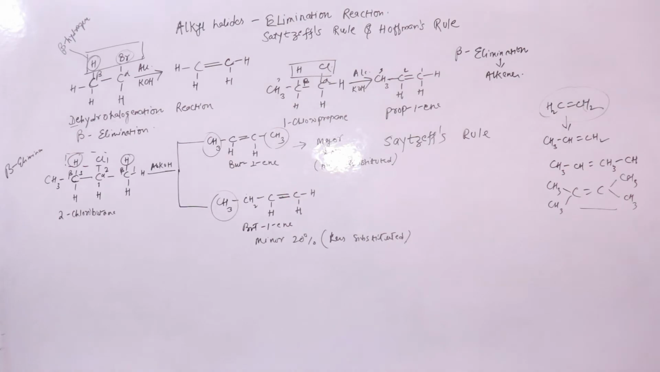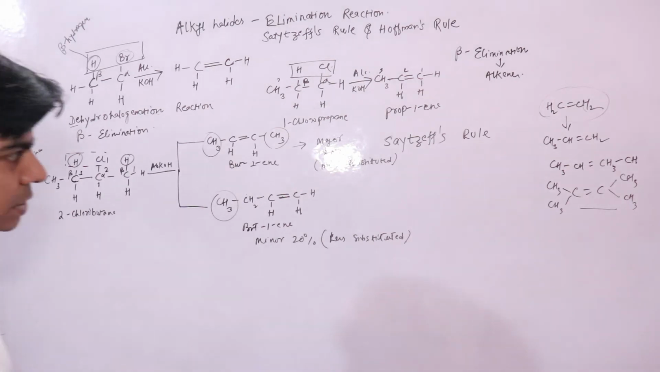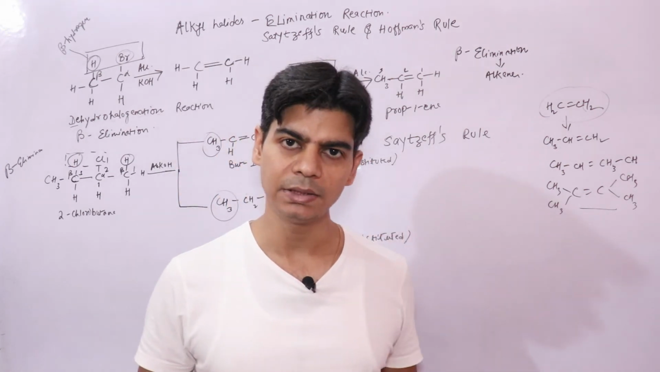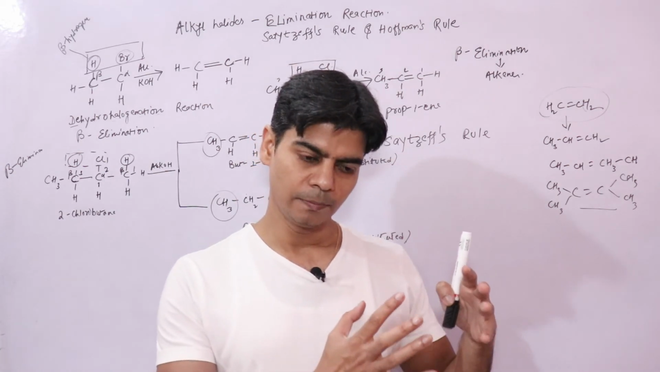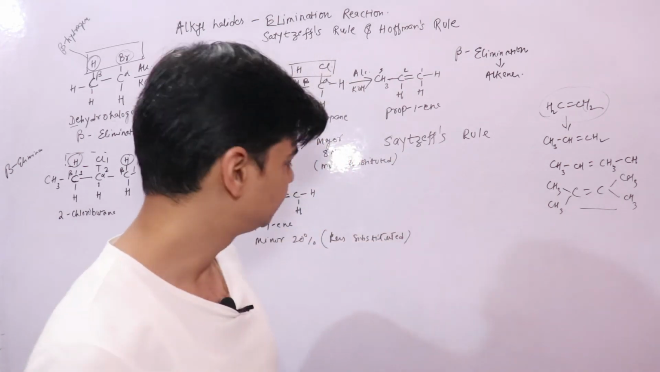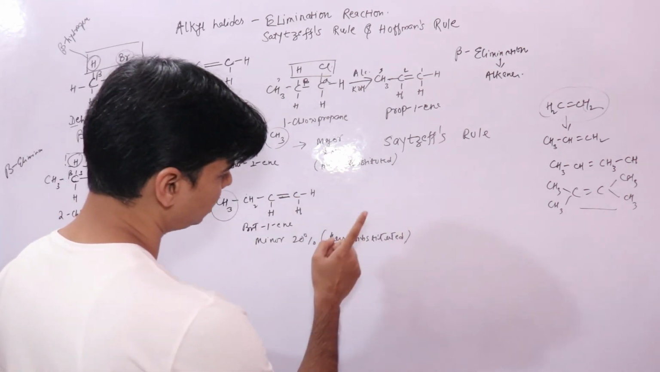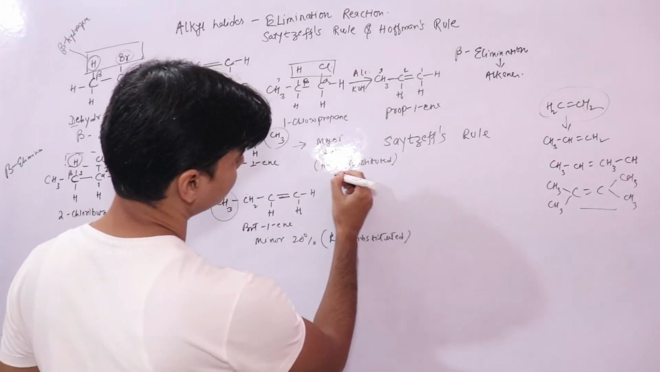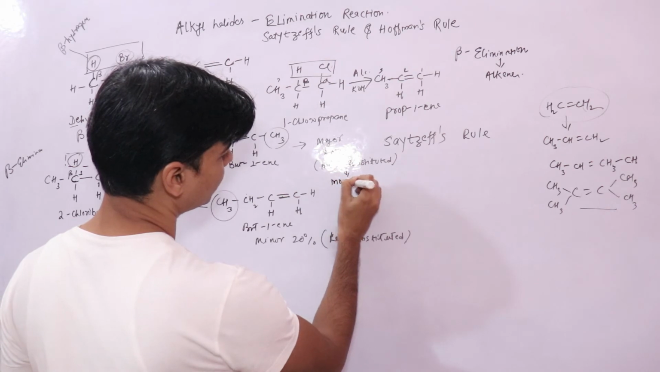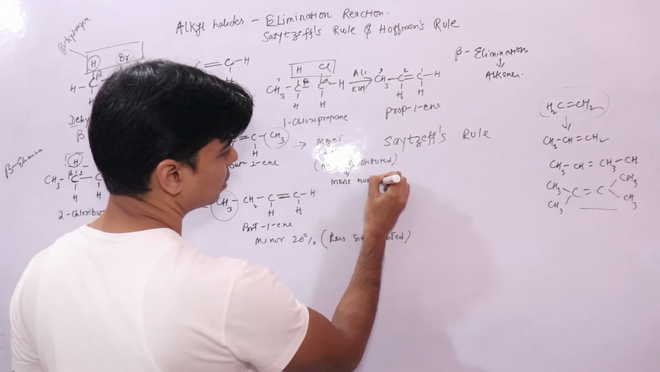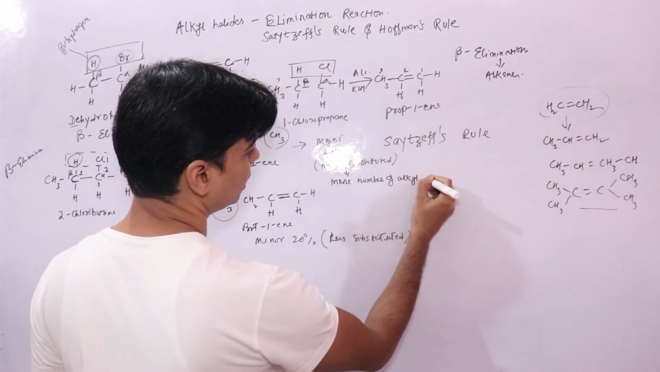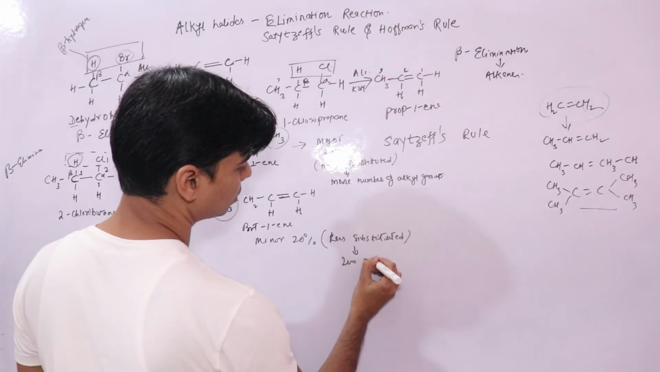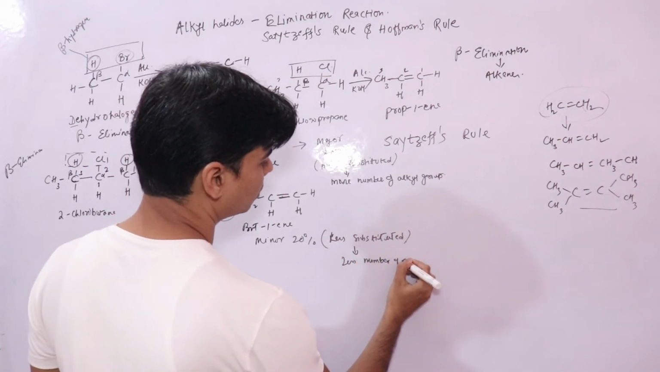Now we'll just look into ease of dehydrohalogenation. This is a dehydrohalogenation. We'll see what type of alkyl halides would undergo dehydrohalogenation most easily, right? So this is your more substituted, this is your less substituted. This is important to understand, right? More substituted means more number of alkyl groups, right? Less substituted means less number of alkyl groups.